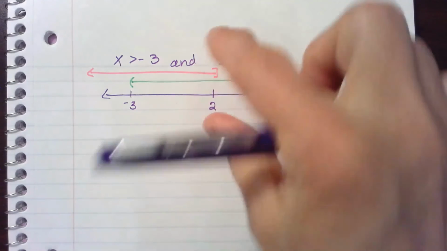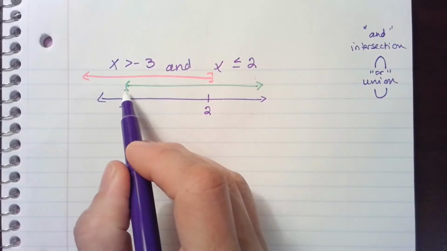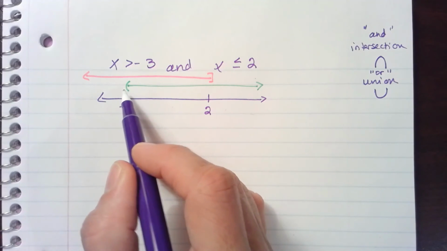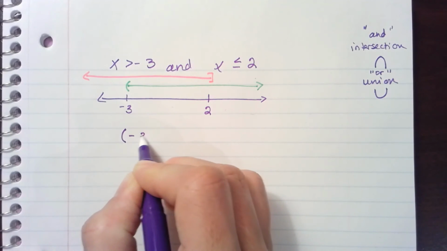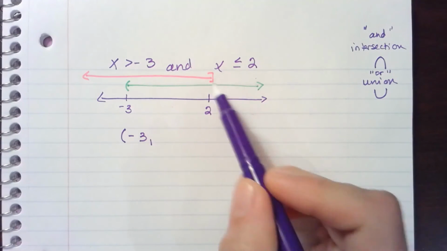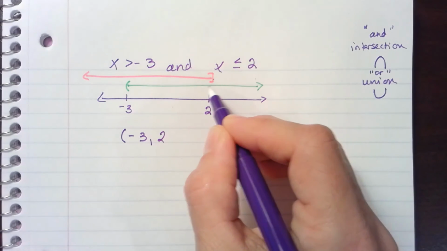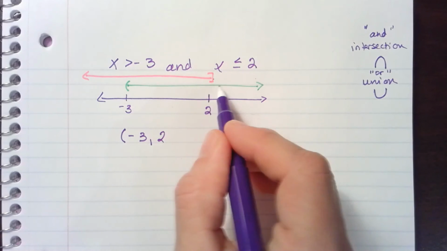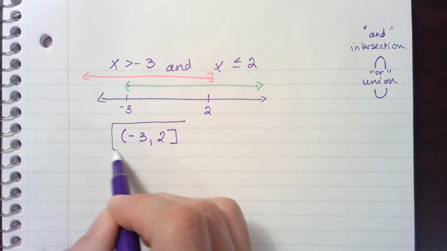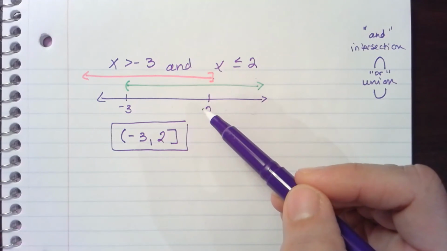Alright, so if we were to take these two and smash them together, what do they have in common? Well, they don't both have -3 in common because this one does not include -3. So we put a parenthesis. We smash these together, they have all of this in common. So then we get to the 2. 2 is included in both because there's a bracket there and a straight line here. There's no break in this line, so we put a bracket here. This would be our interval that describes this instance.